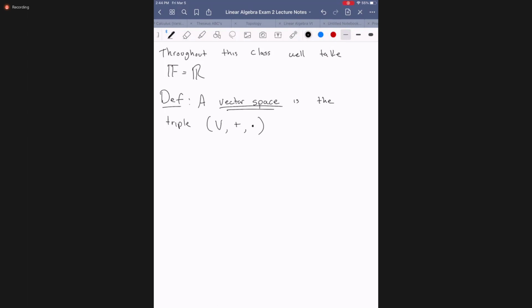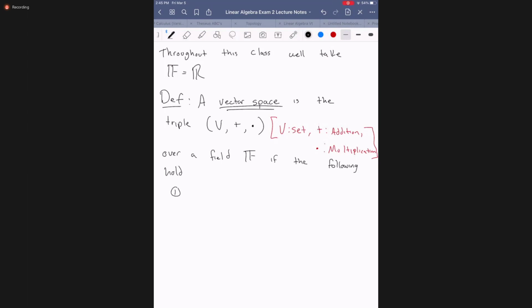Okay, so let me be a little more precise. V is a set, plus is the addition, and the dot is the multiplication, just how I explained it. So we say a vector space is the triple V, plus, times over a field F, and again, this is just the real numbers for us, if the following hold.